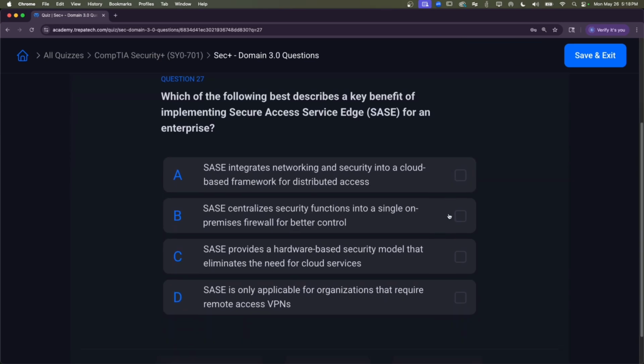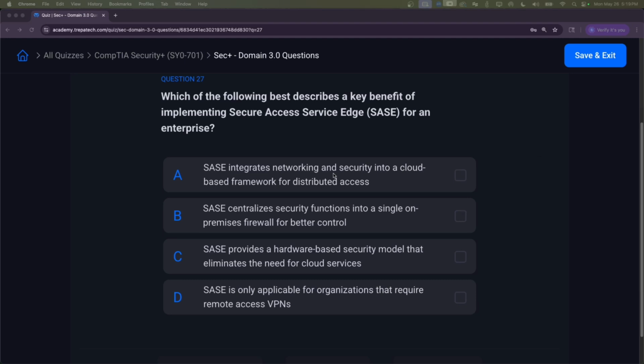Question 27. Which of the following best describes a key benefit of implementing SASE, Secure Access Service Edge, for an enterprise? So, right, that's going to centralize a lot of things for us. That's going to allow us to do SD-WAN and then zero trust network architecture. It's going to allow us to do secure web gateways. It's going to allow us to monitor and apply policy to our cloud resources using like CASB. So, which of the following best describes a key benefit of SASE?